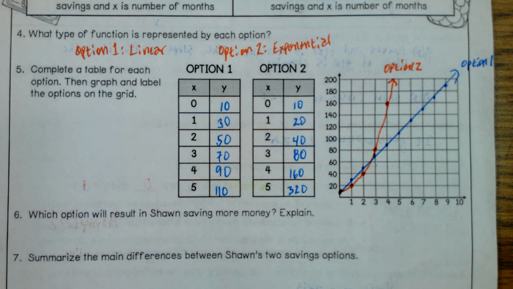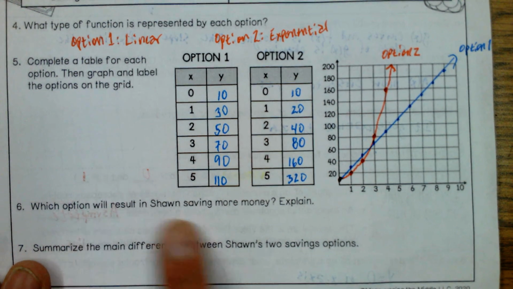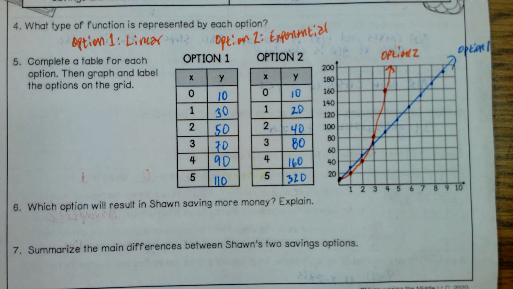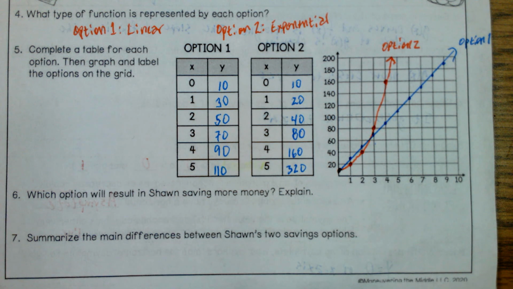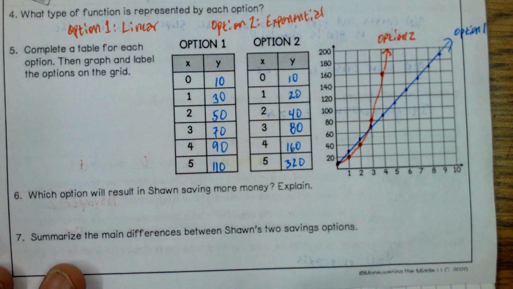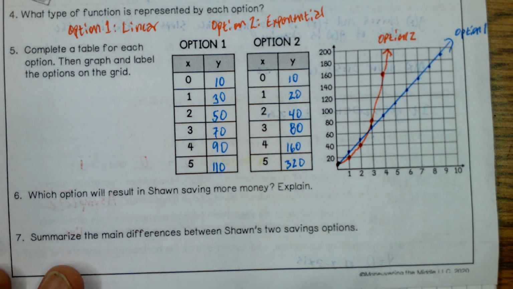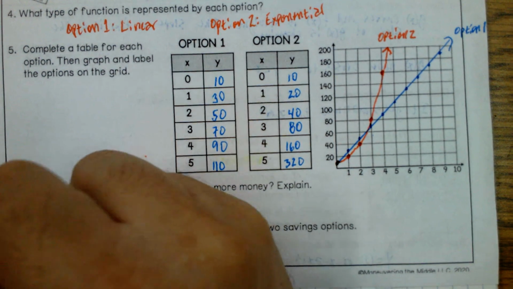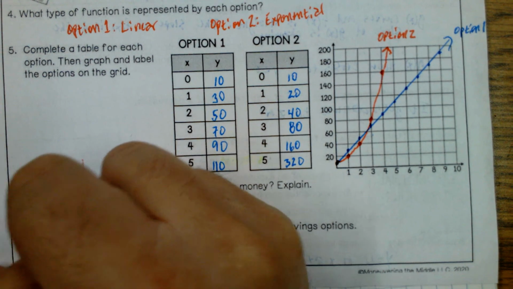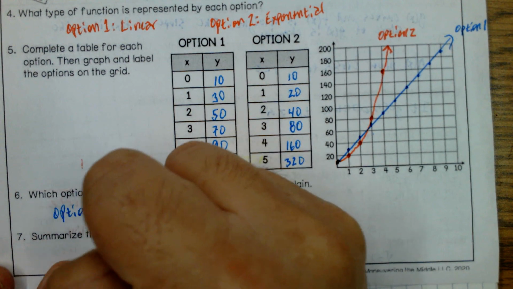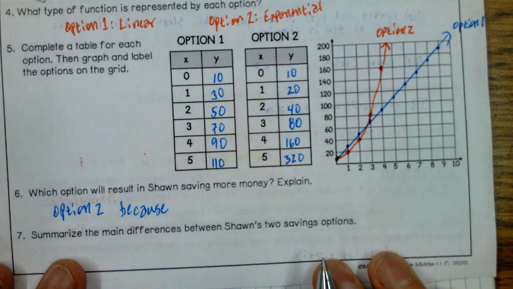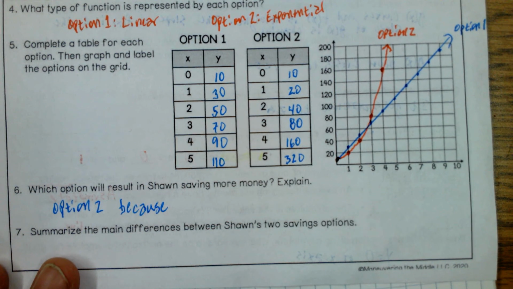Okay, so check in with your partner and answer questions 6 and 7. Work with your table partner to answer those, and then we'll re-meet. Okay, guys, let's finish this up. Number 6. Which option will result in Sean saving more money? Explain. Obviously, option 1, right? No? Option 2? Okay, option 2. Because what's happening to his money each month? It doubles.